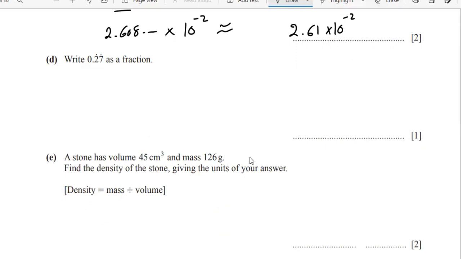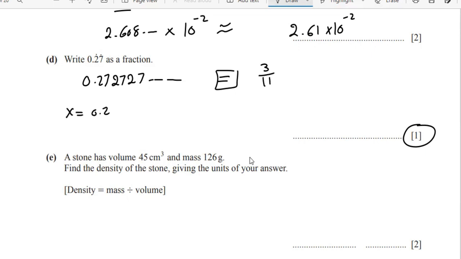Okay, part D, it says write 0.27 repeating as a fraction. In this type of recurring numbers, we can use the calculator since this question is only for 1 mark. So if we know that this number is 0.272727, you can just write 27 as much as you can on the calculator, and when you press the equal sign, you will get this recurring number as a fraction, which is 3 over 11.